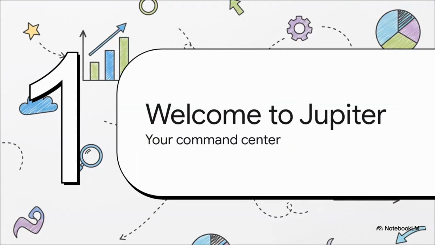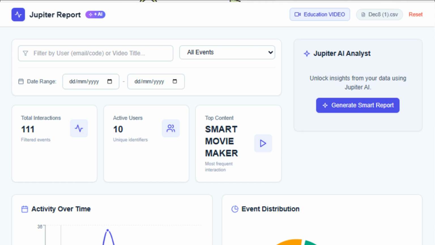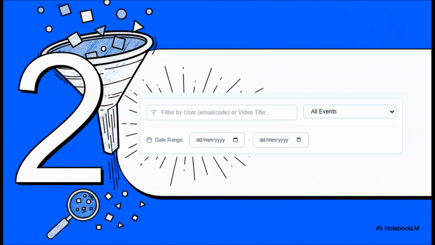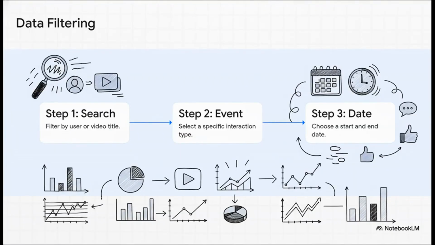Okay, so think of this dashboard as your command center. Really, its whole job is to give you a clean, high-level view of how your users are actually engaging with your content. Are they watching videos, opening documents, whatever it is you're tracking. Now, before we even glance at a single chart, we have to talk about probably the most powerful feature on this entire page, the filters. This is how you stop looking at all the data and start looking at the right data to answer your questions.